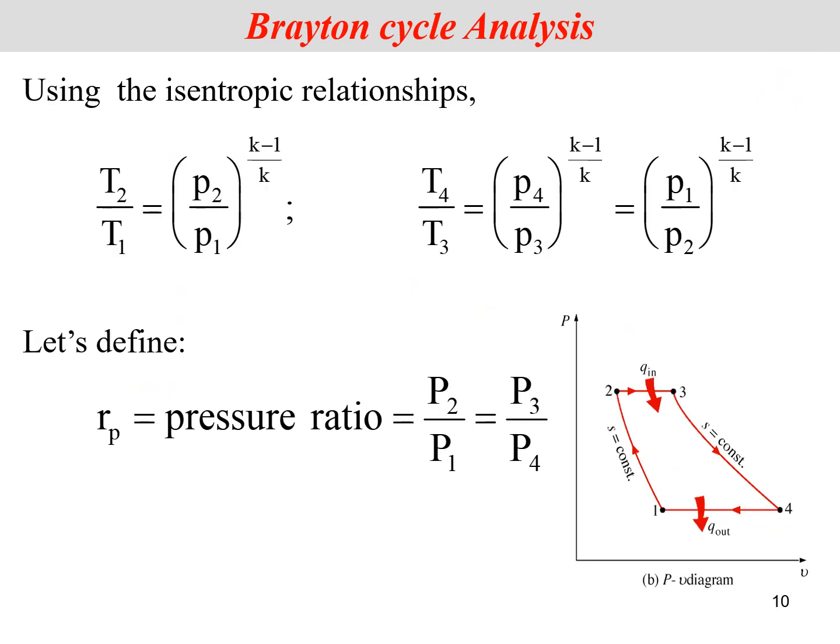Now, because some of our processes are isentropic, we can use some of the isentropic equations, right? T2 by T1 is equal to P2 by P1 raised to K minus 1 over K. Then we have PV raised to power K is equal to constant, etc. And we have defined earlier that we have a certain pressure ratio which is P2 by P1. You can see that since these pressures are the same, P2 and P3 and P1 and P4, P2 by P1 is also equal to P3 by P4.